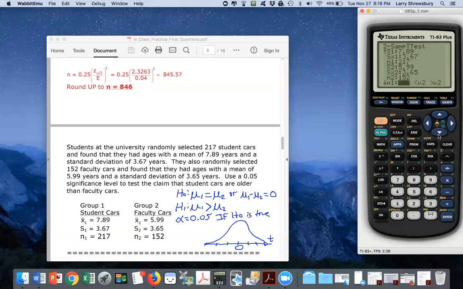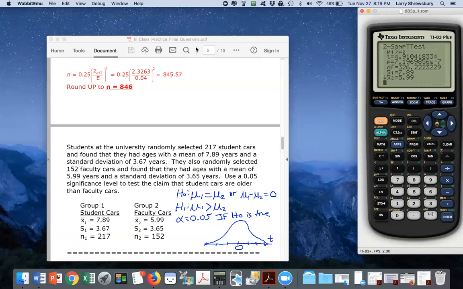And we want to go over here and select the greater than. So population mean 1, bigger than population mean 2, just like we have it here. And just ignore pool, leave it on no, highlight calculate, hit enter. Okay, now when you get this test statistic, put it in your sketch.